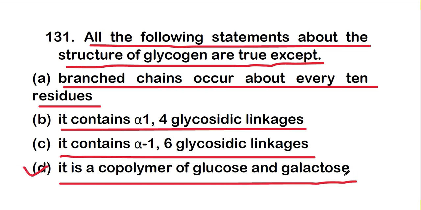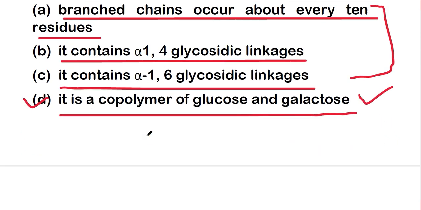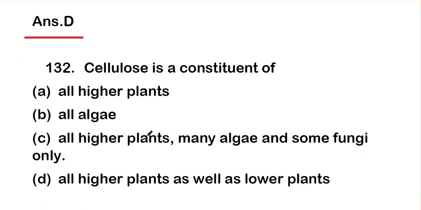So this is the exception. All these three options are correct about glycogen. The exception is option D, that it is a copolymer of glucose and galactose, that is wrong. So let's move on to the next question, 132.